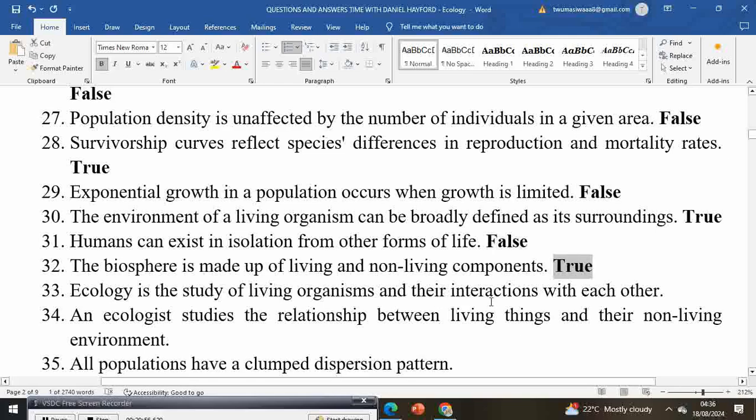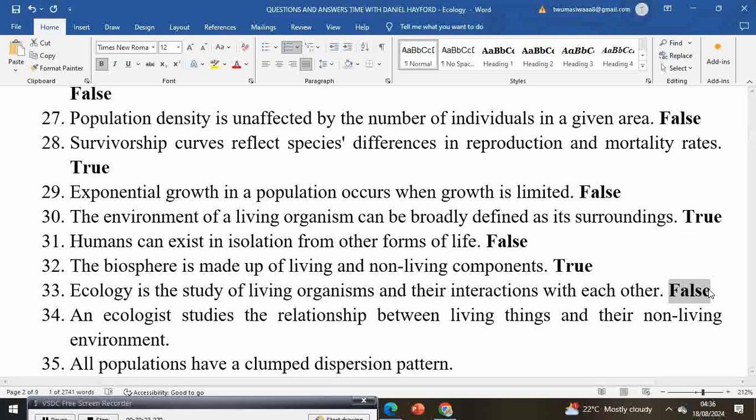Now, ecology is the study of living organisms and their interactions with each other. So question number 33, what do you think should be the answer? Ecology is the study of living organisms and their interactions with each other. This is not a full definition for ecology, so we say it is false. Half truth is no truth.